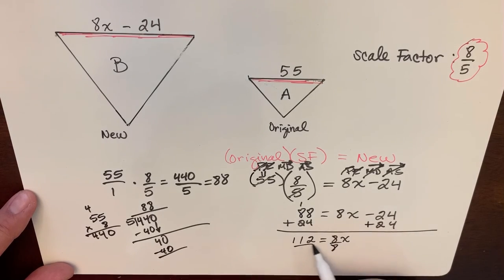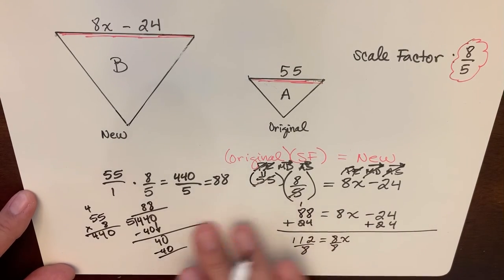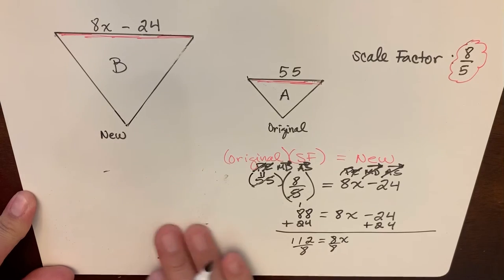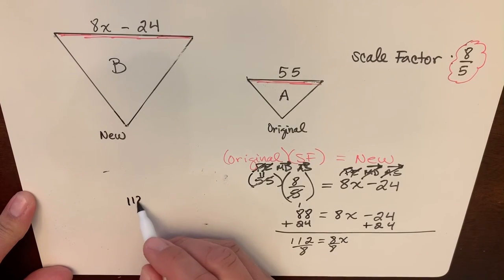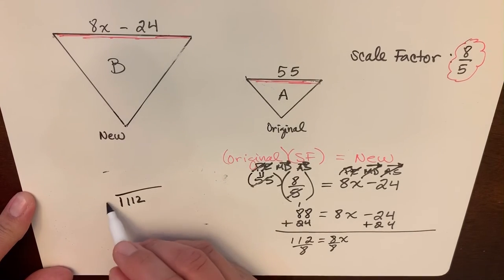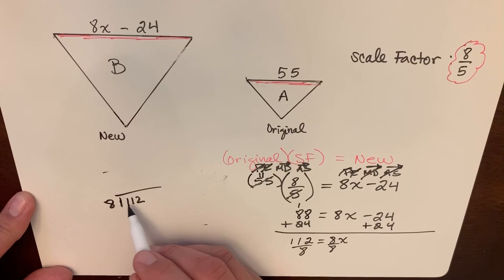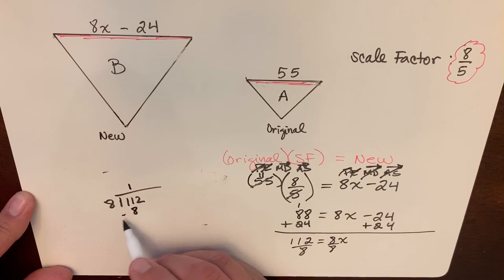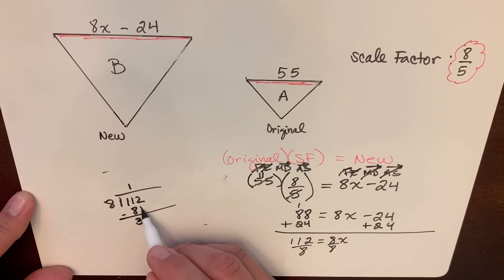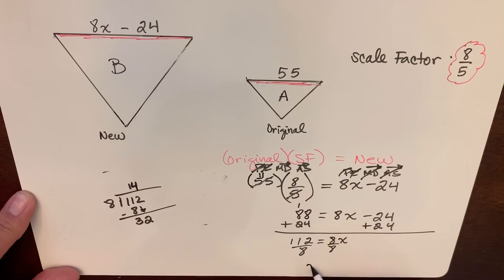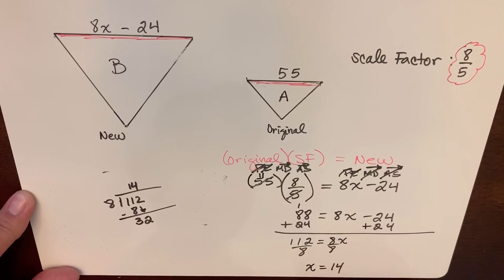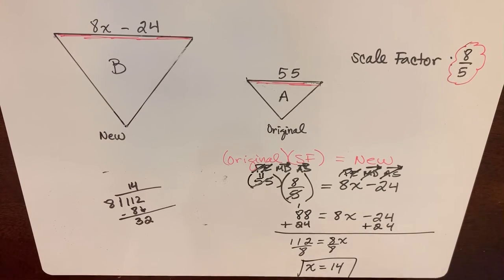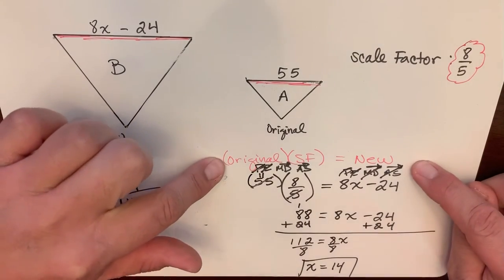Divide each side by 8. Let's see side work. 112 divided by 8. Okay, 8 goes into 1, none, into 11, once. 3, bring down the 2, sorry. That's going to be 14. So x equals 14. Okay, that's just simply following the formula.